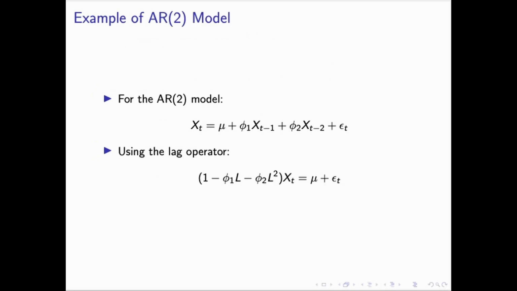Now let's look at the example of an AR(2) model, where the time series depends on its values from the past two time periods. The AR(2) model can be written as x_t equals mu plus phi_1 times x_{t-1} plus phi_2 times x_{t-2} plus epsilon_t. Applying the lag operator, we represent it as (1 minus phi_1 L minus phi_2 times L squared) x_t equals mu plus epsilon_t.